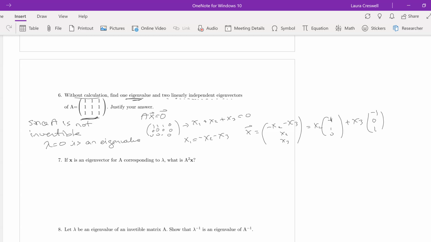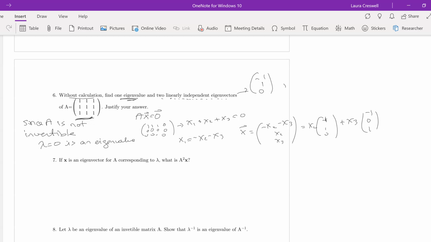So two eigenvectors. One of them would be negative 1, 1, 0, and the other would be negative 1, 0, 1. So those are two linearly independent eigenvectors. All right, let's play with some algebra now.